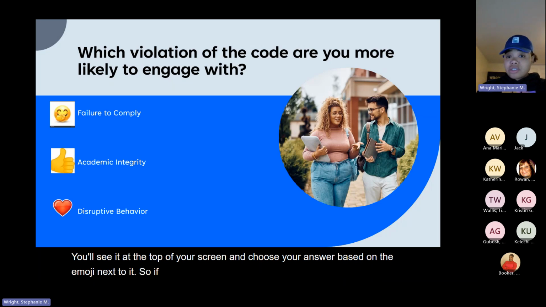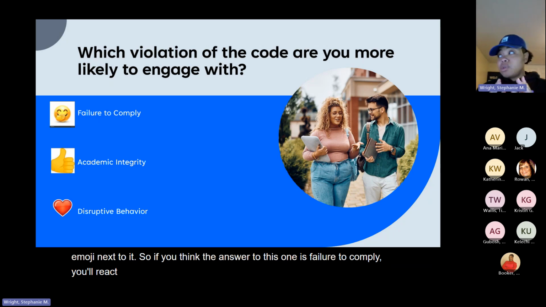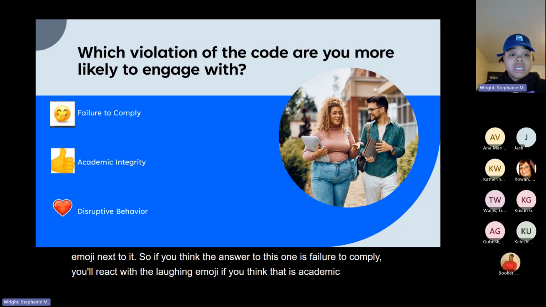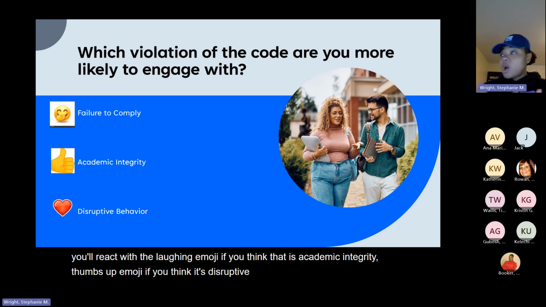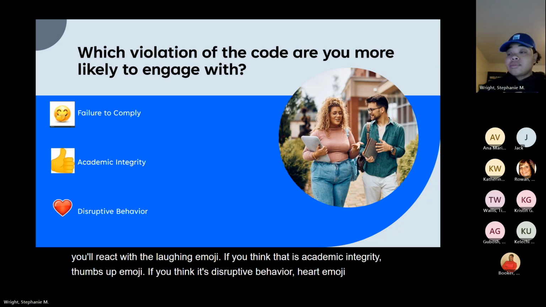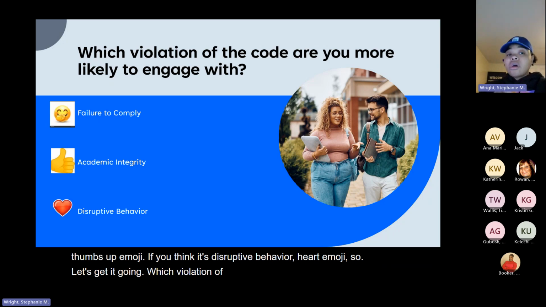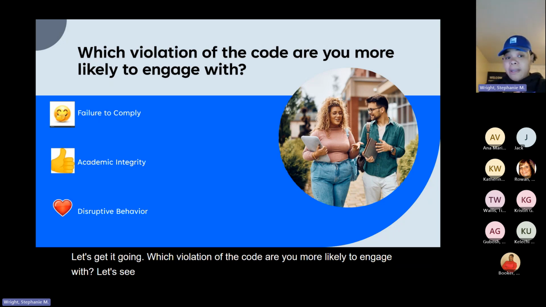So if you think the answer to this one is failure to comply, you'll react with the laughing emoji. If you think it's academic integrity, thumbs up emoji. If you think it's disruptive behavior, heart emoji. So let's get it going. Which violation of the code are you more likely to engage with? Let's see those reactions.